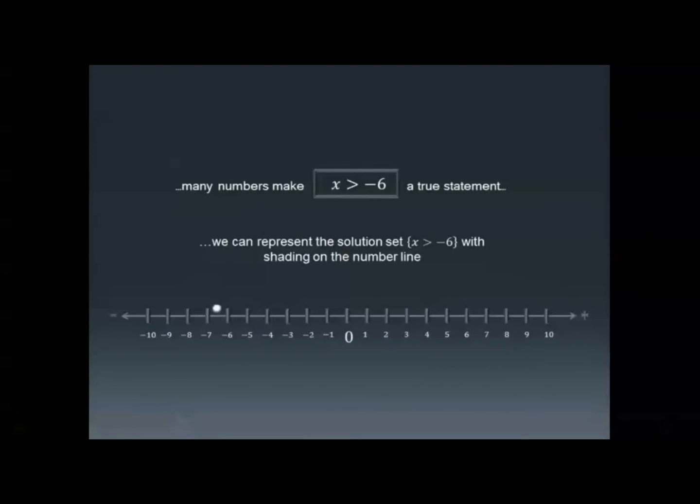First, we mark the point that represents the number -6 on the number line. We draw an open circle around that point because it is not to be included in the graph, because -6 is not included in the solution set. But it does help us describe the numbers that are in the solution set. To represent the numbers that are greater than -6, we shade to the right on the number line.